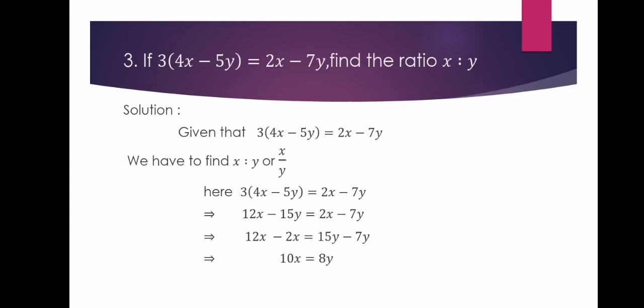Now since we have to bring it into the form that is x ratio y, we will have to divide both sides by 10y. So dividing both sides by 10y, we just get 10x divided by 10y. 10 will be cancelled out with 10 and we will get the required form, that is x by y. So the x ratio y is equal to 4 ratio 5.